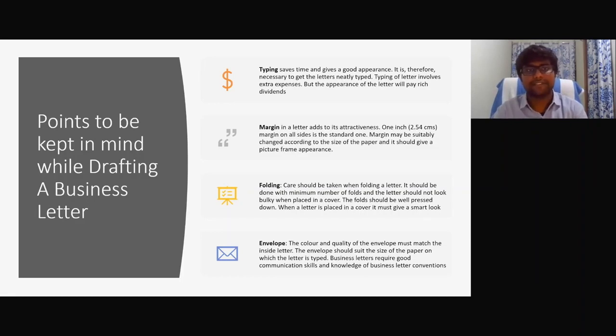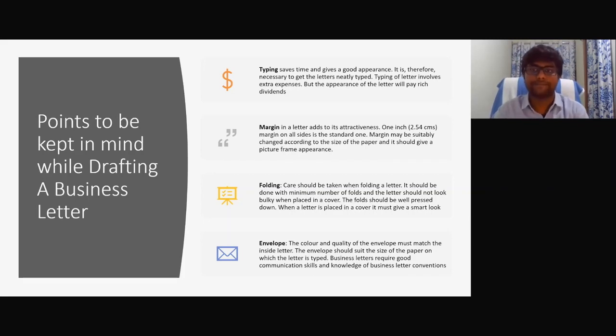For a standard business letter, we have to see that a 1 inch margin is left on all sides of a paper, and the margins should also depend on the size of the paper. This leaving of margins gives a structure to a business letter and a neat representation of a business letter.